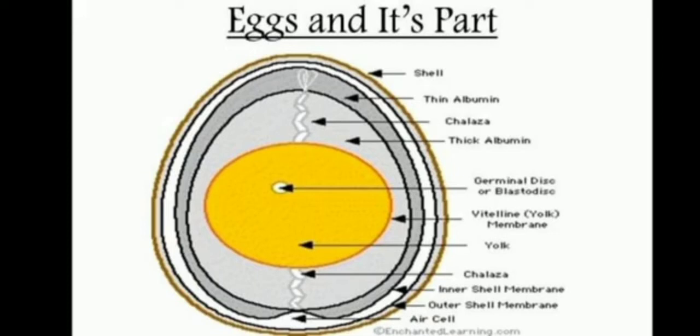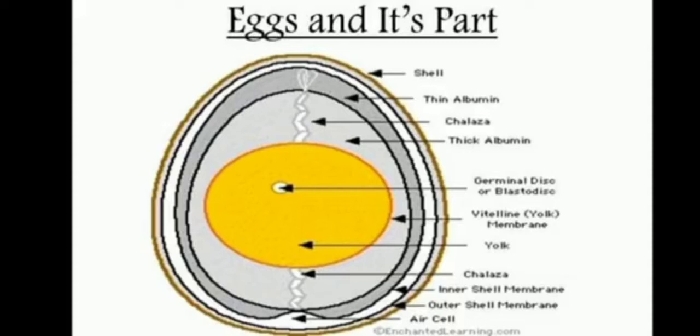Next is we have the inner and outer shell membrane. As we can see in the illustration, tapad rin silang duha. So these two membranes, outer and inner, are just inside the shell surrounding the albumin, which is the white. So kining duha, guys, nag-surround siya sa albumin, the outer and the inner.